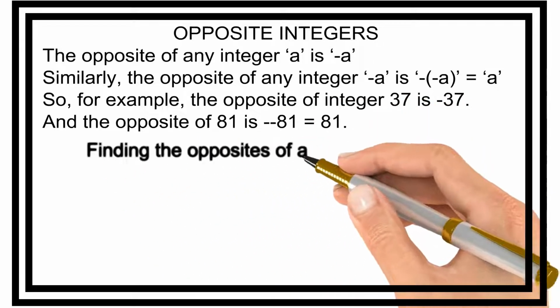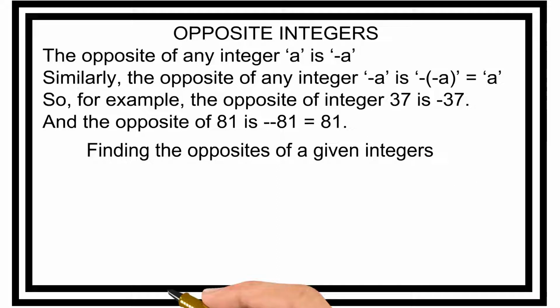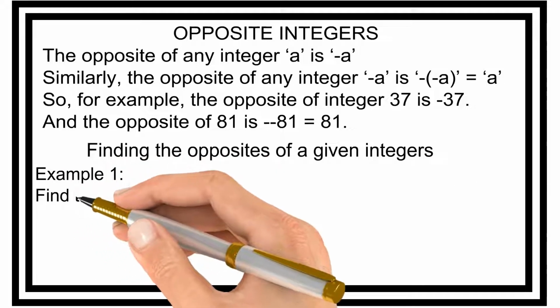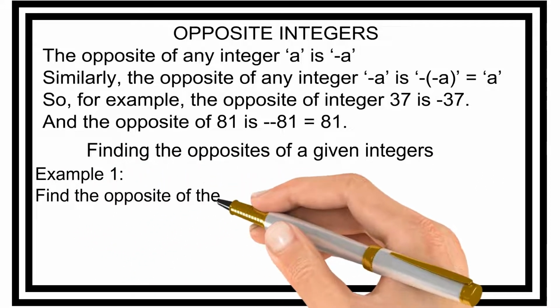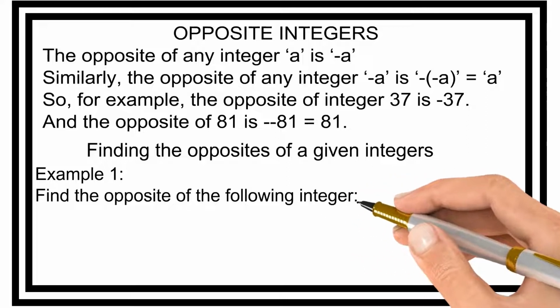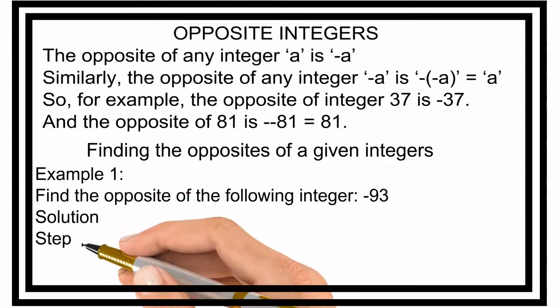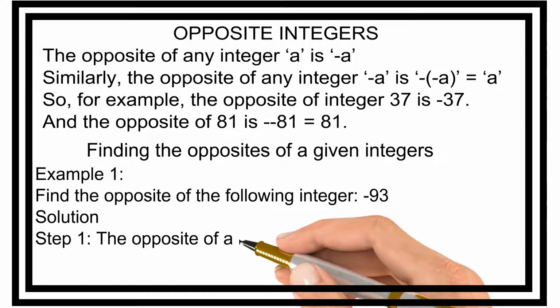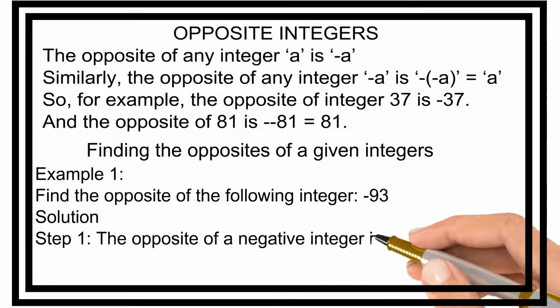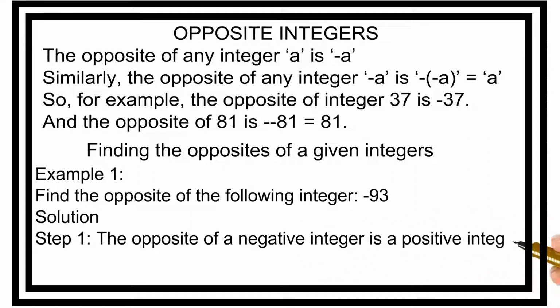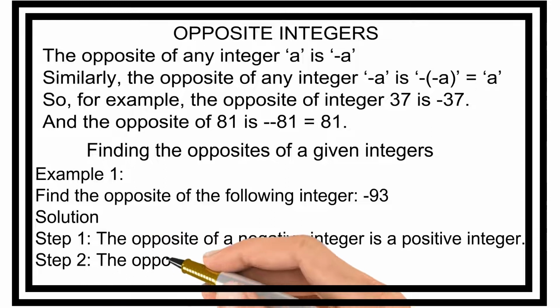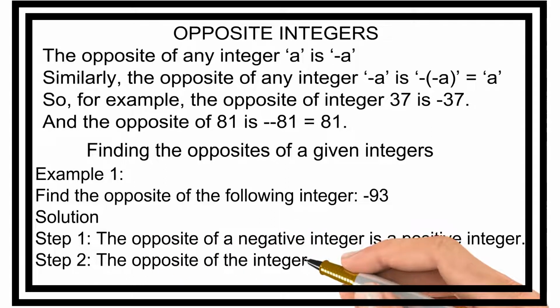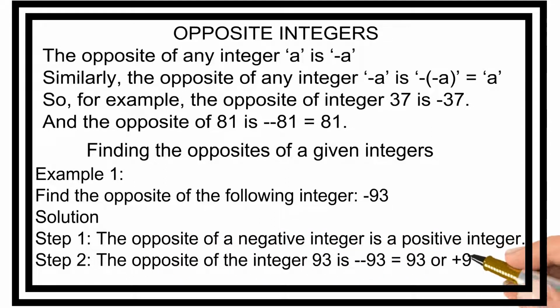Finding the opposites of given integers. Example 1. Find the opposite of the following integer, negative 93. Solution. Step 1. The opposite of a negative integer is a positive integer. Step 2. The opposite of the integer negative 93 is positive 93.